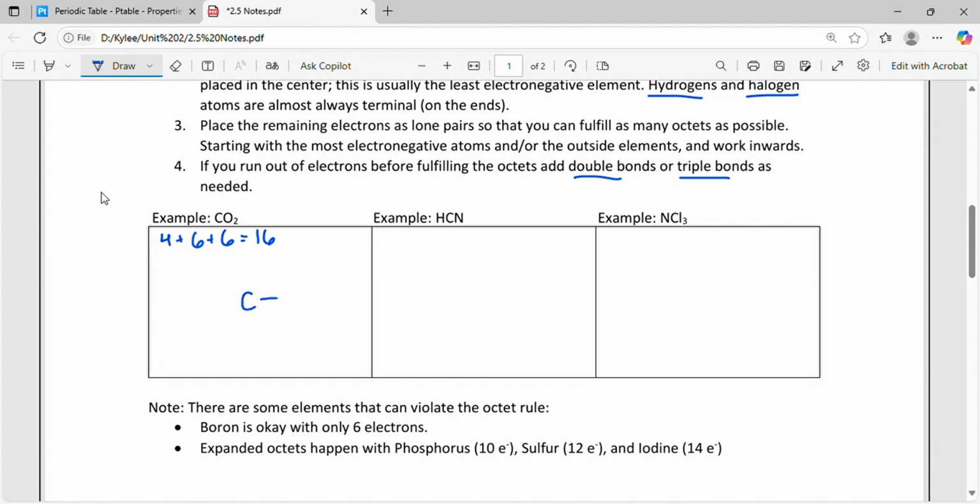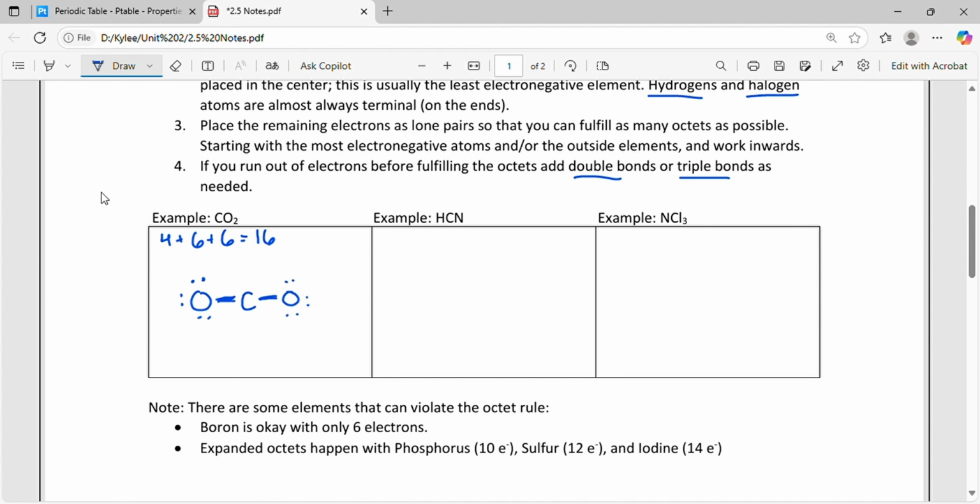I'm going to connect each oxygen by using a single bond, putting 1 on each side. Now, remember, each of these lines counts for 2 electrons. So out of the 16 I had available, I've used 2 to connect here and 2 to connect here. So I've used 4, which means I have 12 left. What I'm going to do is put those around the outside. So I've used 2, 4, 6, 8, 10, 12, 14, and 16.